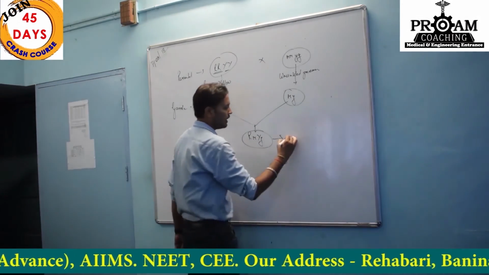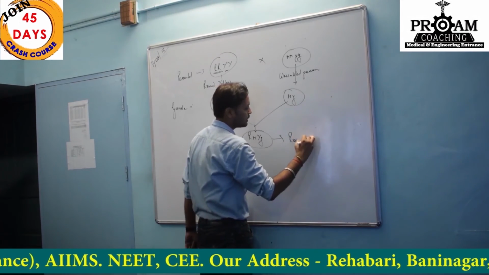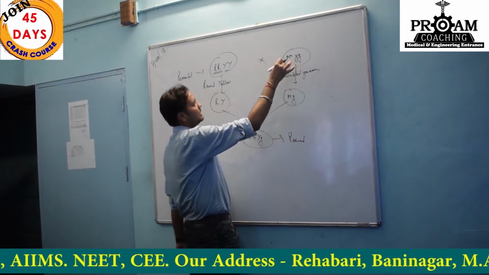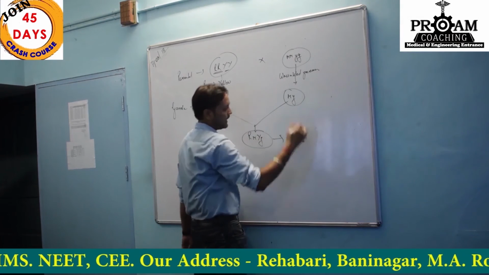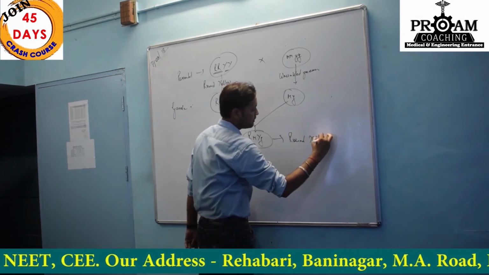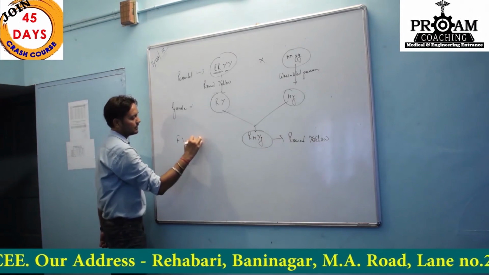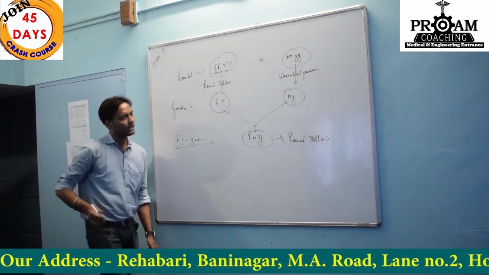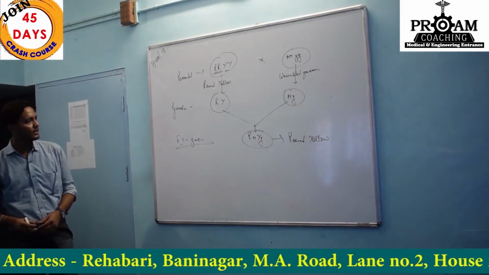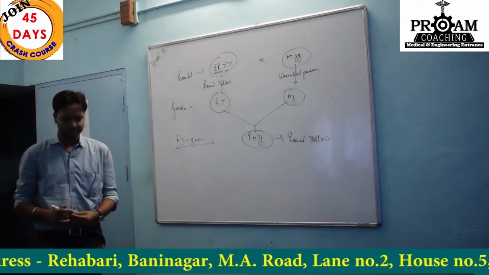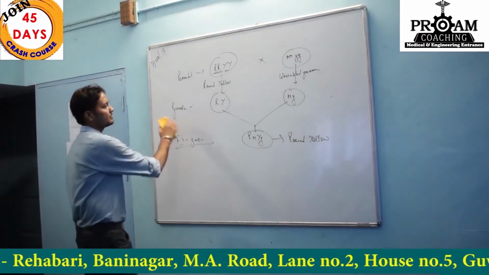because it depends on the law of dominance also. Round is dominant over wrinkled, and yellow is dominant over green. So the character will be round and yellow in F1 generation. Now do the self cross and find out the ratio in F2 generation. Okay. So look at this.